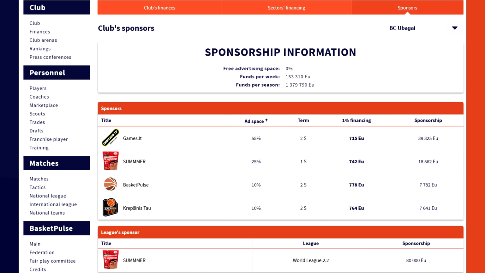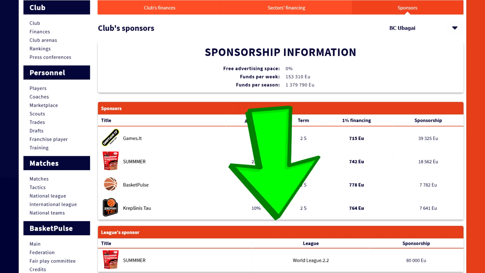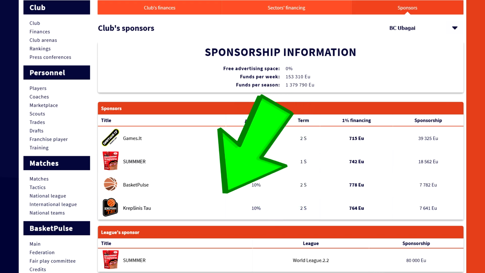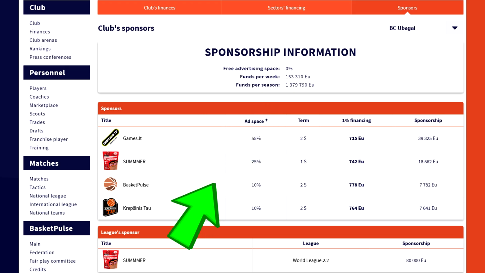Sponsors are the main source of money for a team. The majority of that source is made up of league sponsors. This amount is constant and unchanging, unless your international league changes. You sell the rest to individual sponsors.